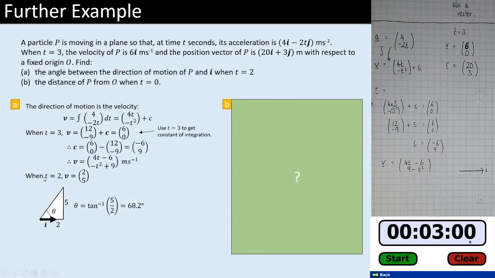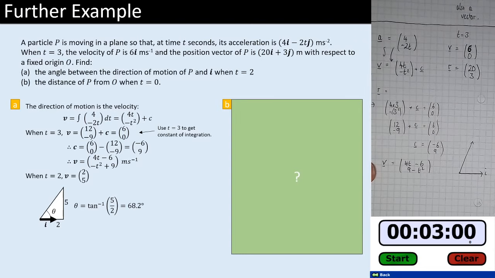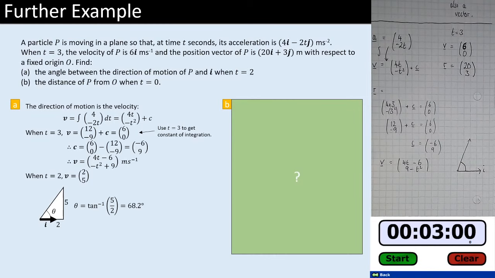Okay? So when t is equal to 2, our velocity vector is just going to be 8 take away 6, which is 2, 9 take away 4, which is 5. So it just means like 2 across, 5 up, so it's going like something like that. And we're looking to find that angle there. Okay, we know that that is 5, that is 2. So we can use some trigonometry like we've done just here to get our angle.